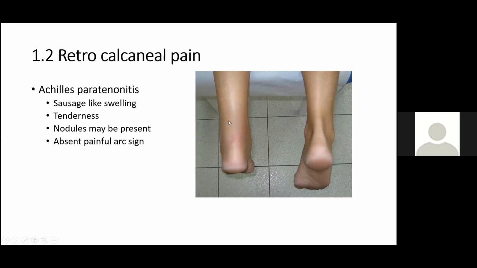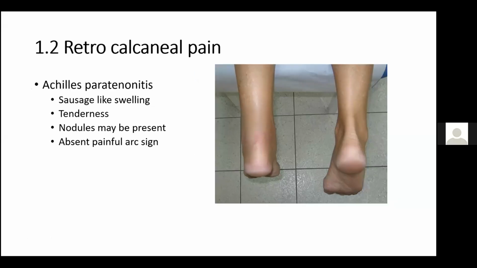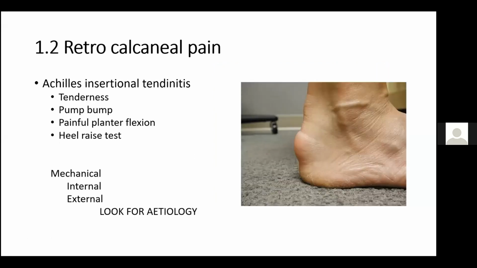They will come with this typical sausage-like swelling over the Achilles with tenderness throughout the Achilles tendon. And there may be nodules present, but these nodules will not move as you plantar flex or dorsiflex the ankle. So the painful arc sign will be absent. So the management is different. These will nicely respond to NSAIDs. And there is always a place for ultrasound-guided lignocaine injection deep to the paratenon to prevent adhesion formation. So we have to differentiate these two.